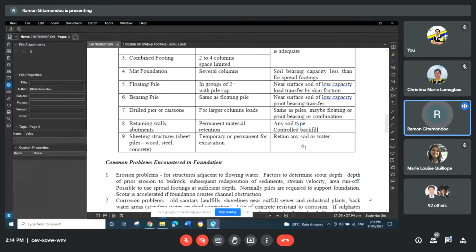Then number 9, you have the sheeting structures, among which we have the sheet piles. It can be made of wood, steel, or concrete. So sheeting structures can be permanent or temporary. So temporary if used, for example, in excavation. For example, in a high-rise construction, usually there are 2 or 3 basements of parking. So you have to excavate deep into the ground. No? So 3 levels of basement, that is about say 9 meters of excavation plus the depth of the footing. So that will amount to about 12 meters of excavation. No?